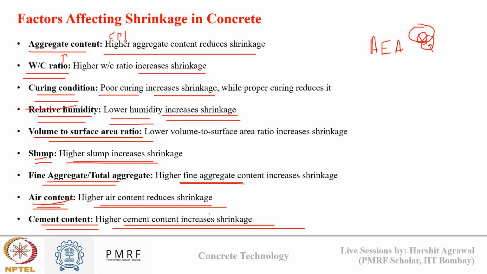And cement content: higher cement content increases shrinkage. Why? Because there is a chance for greater moisture loss from concrete because of more cement paste present in concrete. Okay, so shrinkage is primarily driven by the cement paste and not by the aggregates. So the property of cement paste, the strength of cement paste, the fluidity of cement paste, governs the shrinkage in concrete.